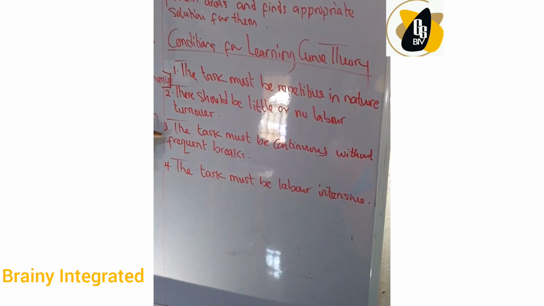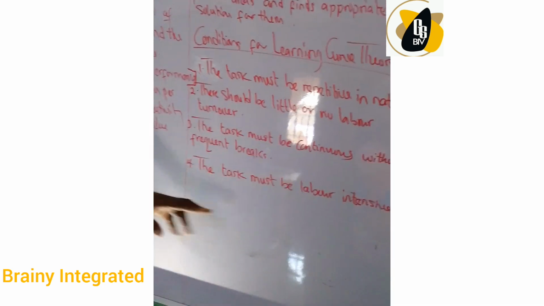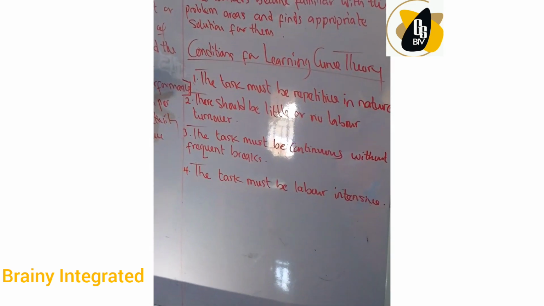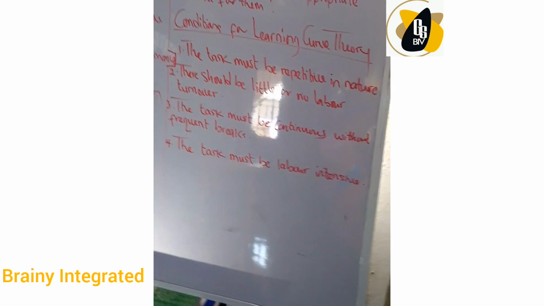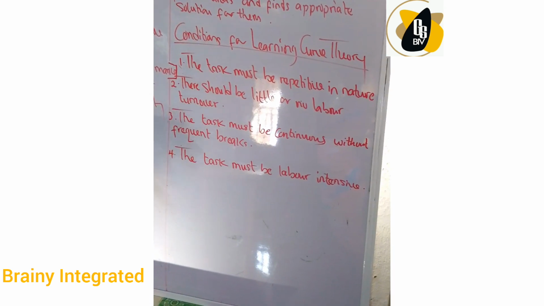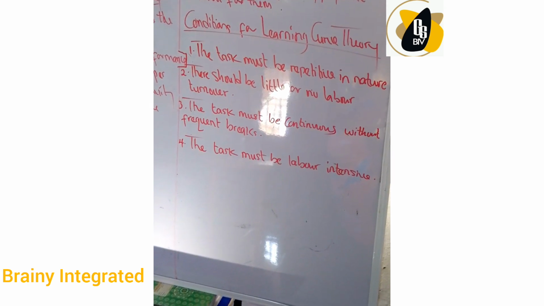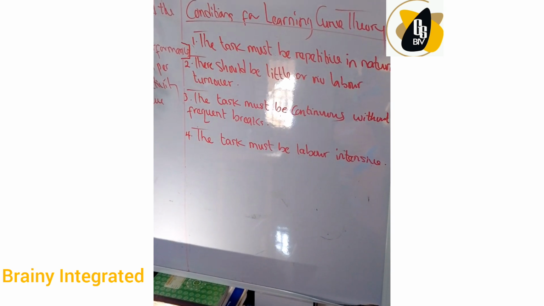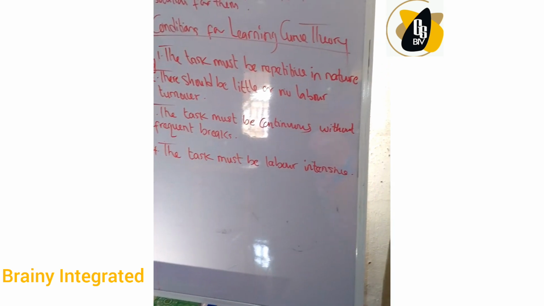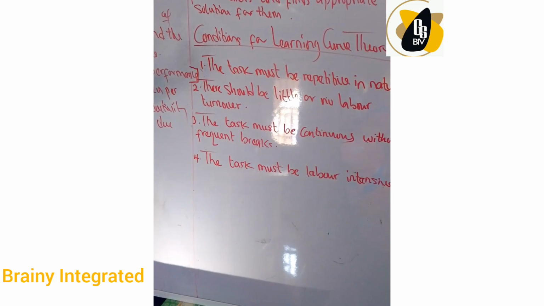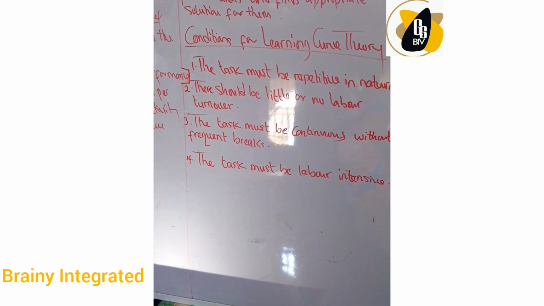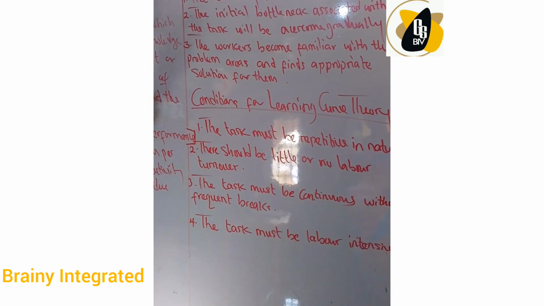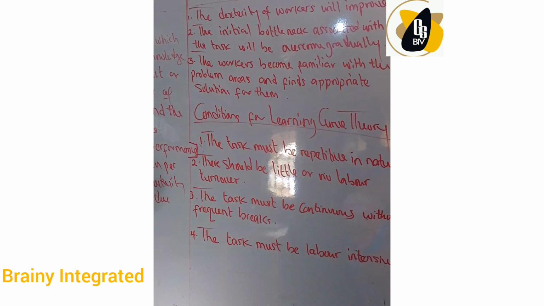So this condition must be available before we can say that the learning curve theory can take effect. Number three is that the task must be continuous without frequent breaks. And lastly, the task must be labor intensive. When we say labor intensive, what do we mean? It should be such that it is not being carried out by machines, right? You can't say that for a machine intensive task you want to start looking at the learning curve for workers. No, it must be a labor intensive task, and that way the learning curve theory can take effect.